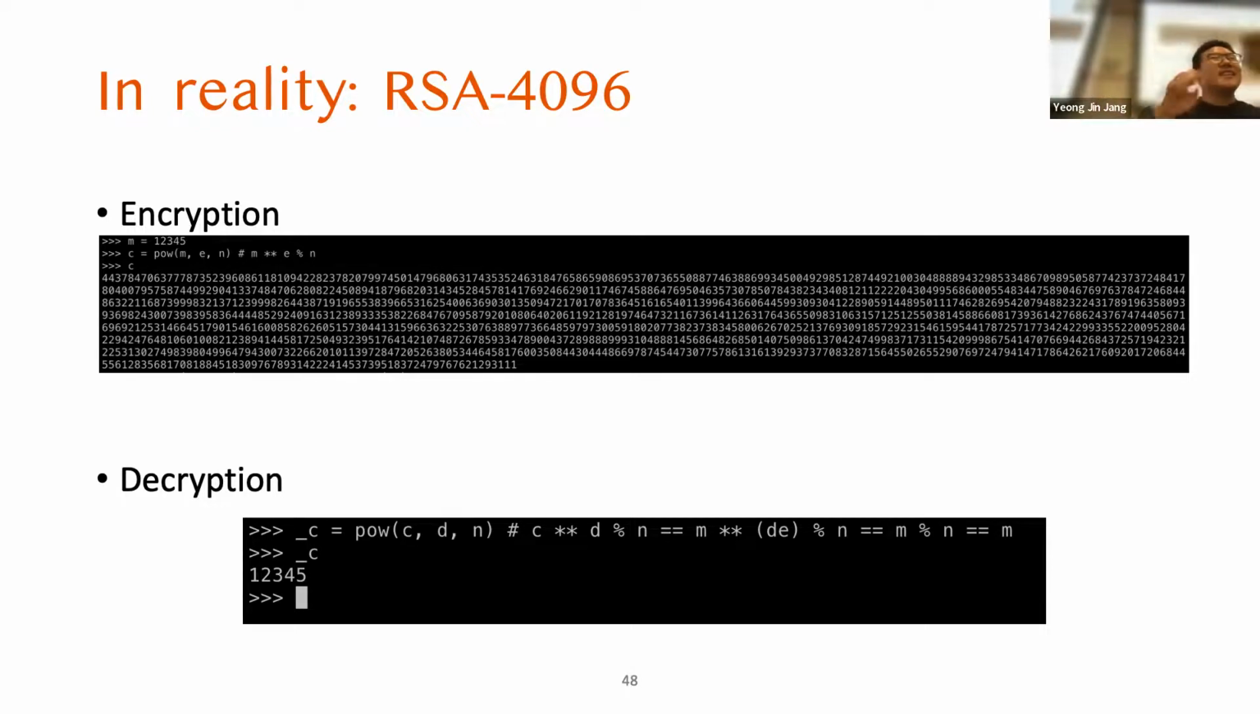So you can think of encryption as applying the public exponent to the message, and decryption as applying the decryption exponent to the message. And then E and D, if they are multiplied together, that will be 1. So that's why we can get the message back.